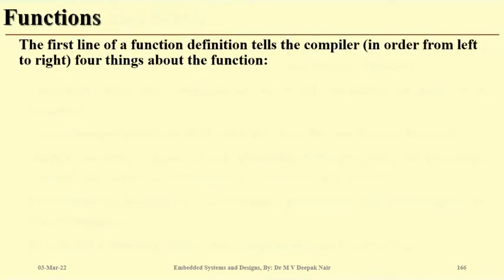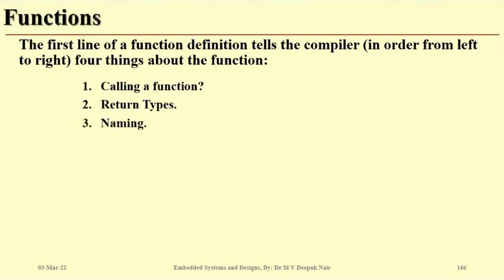Let us check functions. First of all, we must understand a few things about a function. First is how to call a function. That means how to jump from one location to another, or from one program code to another program code. Then, of course, the type of returns which the function can throw. When the function is complete, what kind of data the function can throw out.